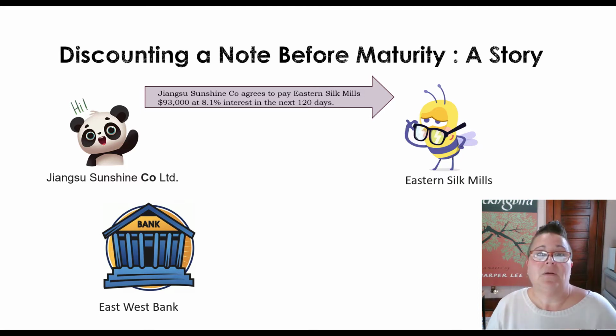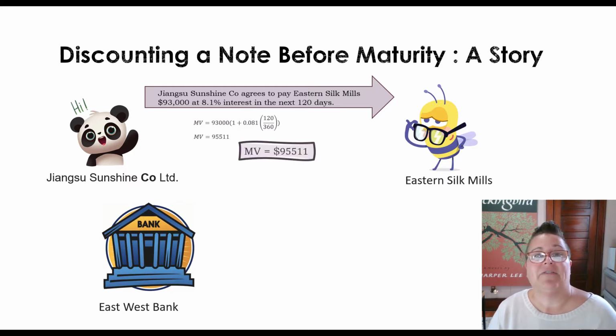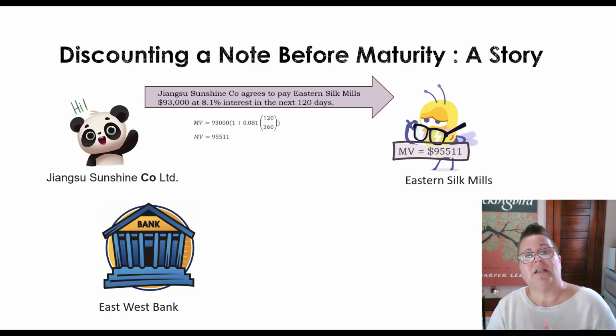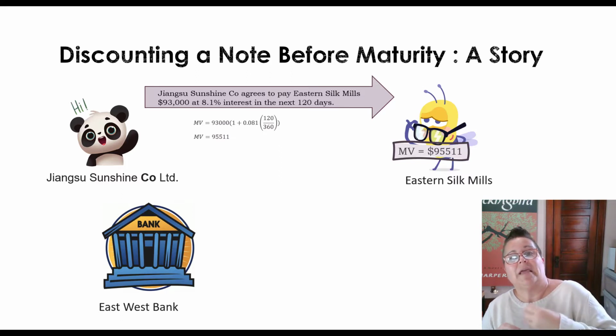Right? In 120 days, the maturity value of this note would be 93,000 times 1 plus 0.081 times 120 over 360, or $95,511. In 120 days, Jiangsu Sunshine Company will owe Eastern Silk Mills that $95,511. From the perspective of Eastern Silk Mills, that is not a debt, it is an asset, because Eastern Silk Mills has money coming into their bank account.